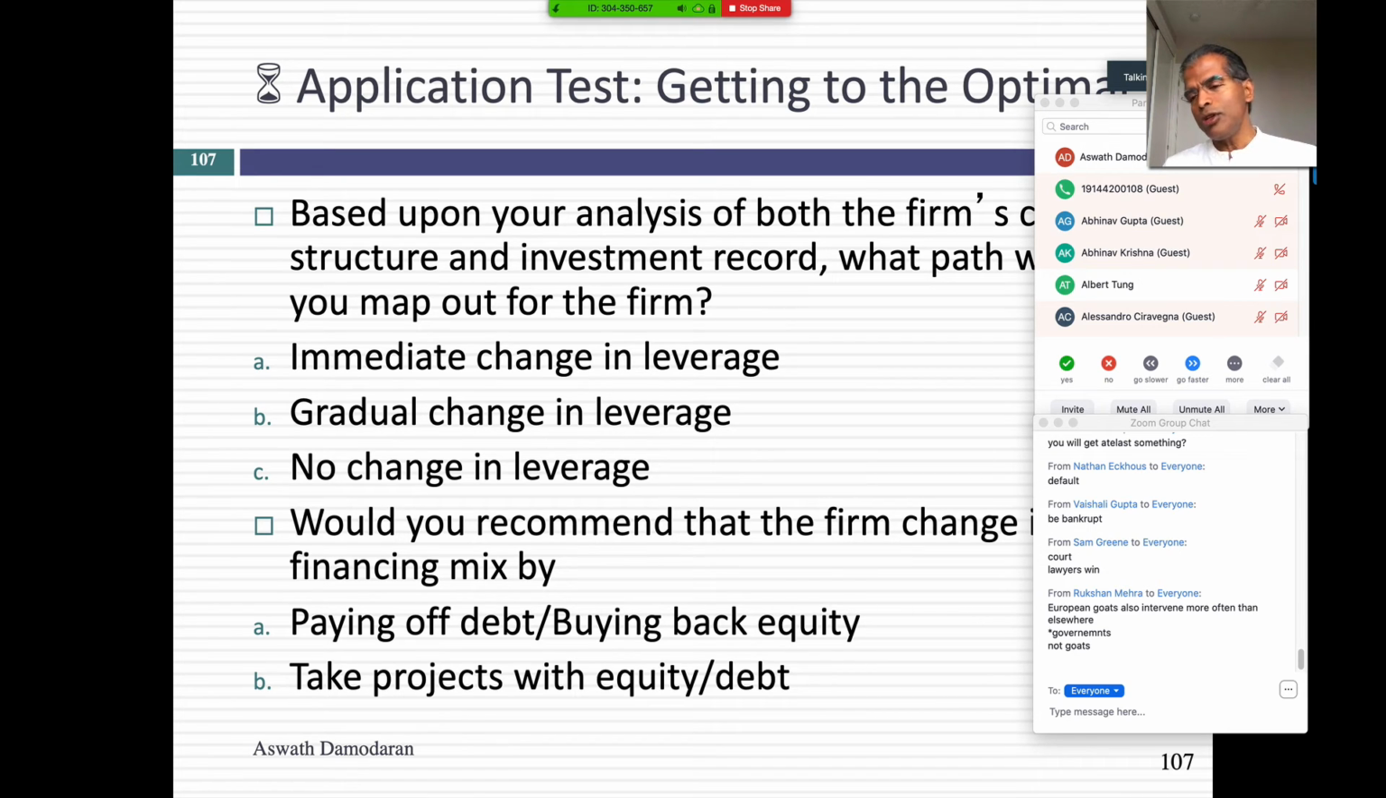And once you decide on that path of urgent or slowly, then ask a follow-up question. What's the best way for me to change my debt ratio? Should I be buying back stock or retiring debt, depending on whether you're over or underlevered? Or should I be taking projects? The answer to that will depend on how good your projects are. So the urgency question will be determined by whether there's the threat of a takeover or a bankruptcy. The question of how you should move your debt ratio will depend on what kind of projects you think you have.